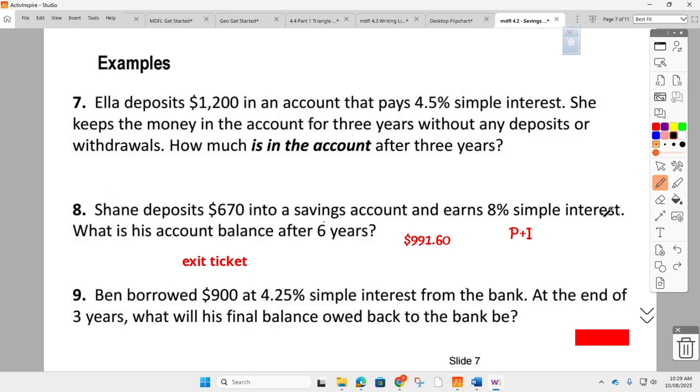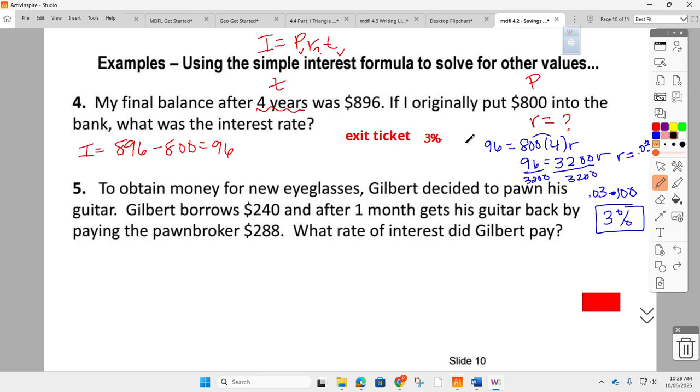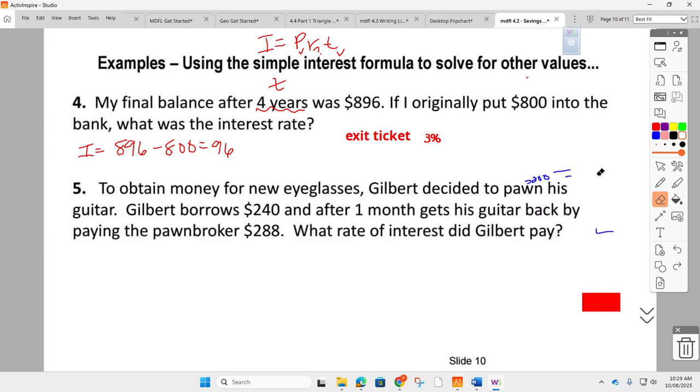Number 8, $991.60. Number 1, $10,000. It's in the back. And then the last one is 3%. Remember, anytime you're finding the rate, once you find the R, you got to multiply it by 100.